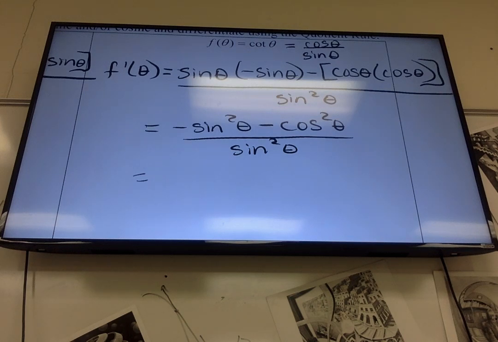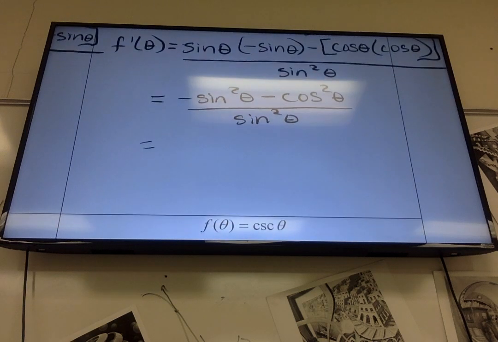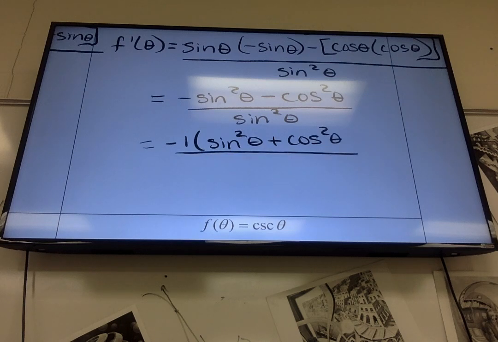What can I do? Honest answer, I really don't know. It'd be different if they were both positive, but they're not. Can I make them both positive by factoring out a negative 1? It's still going to be there. So what can I replace sine squared plus cosine squared with? 1. So this is just negative 1 over sine squared of theta.